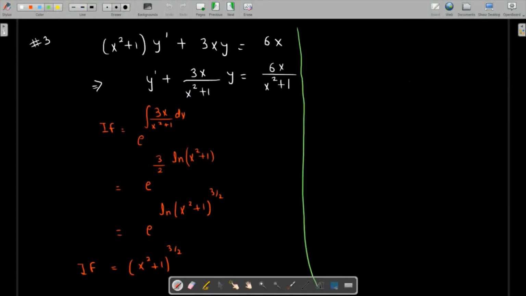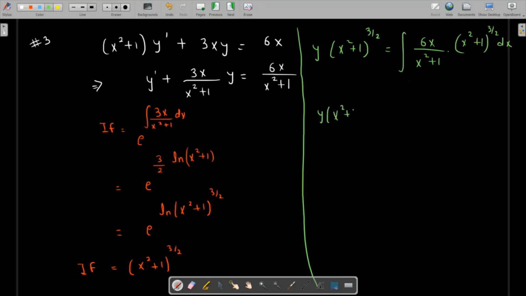So this is gonna now look like y times the integrating factor, which is (x square plus 1) raised to the power 3 over 2, is equal to the right side, which is 6x over x square plus 1 times (x square plus 1) raised to the power 3 over 2 dx. So we are going to integrate this. So this is going to look like y times (x square plus 1) raised to the power 3 over 2. This when simplified becomes 6x times (x square plus 1) dx. So this can be written as 6x cubed plus 6x dx.